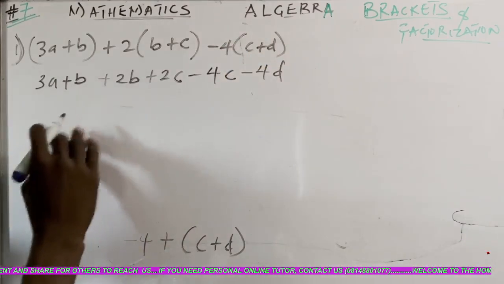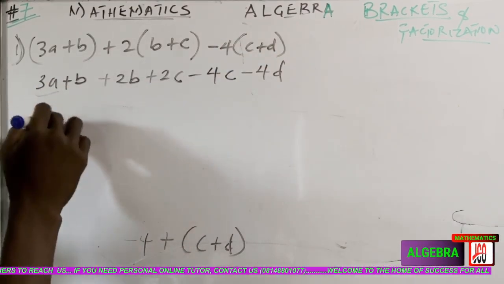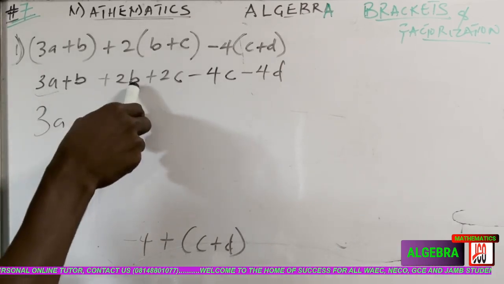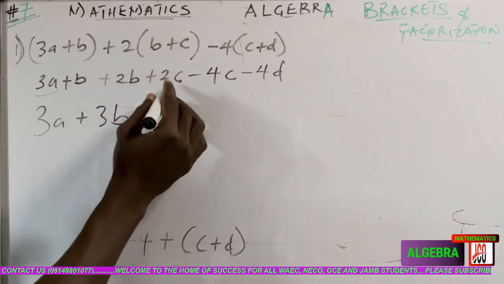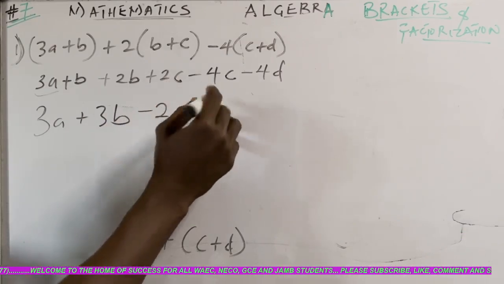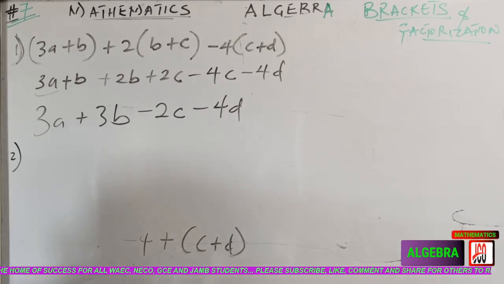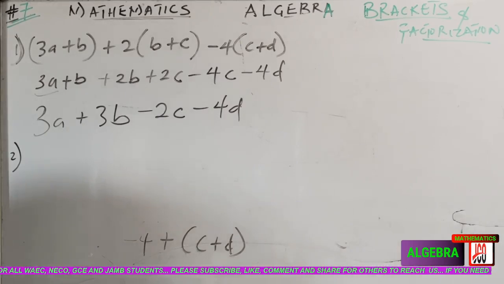Now, like we have always done before, we check the like terms. 3a, is there a like term here? No, so it remains 3a. Then going on further, b, is there a like term here? 2b, so b plus 2b gives me what? 3b. Then 2c minus 4c is minus 2c, then minus 4d. I think that is as far as you can take. They are not like terms. The rest is just a, b, c, and d, so they cannot be added.